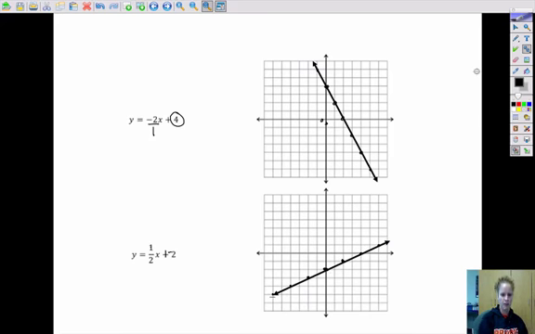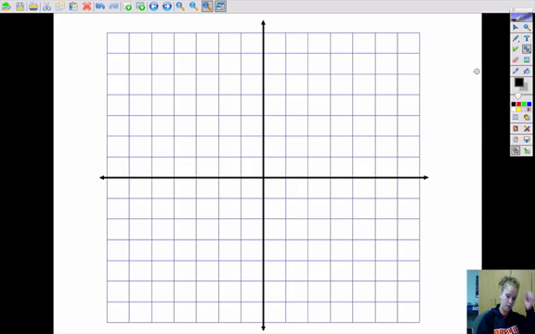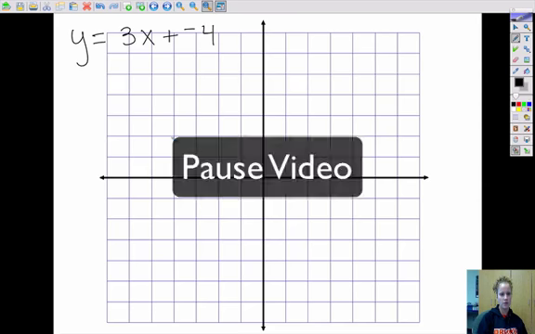So let's do some practicing. On a sheet of graph paper, or if you don't have any graph paper, try to make a graph here quick. You can pause the video if you need to do that. Let's graph the equation y equals 3x plus negative 4. Pause the video and graph that equation.